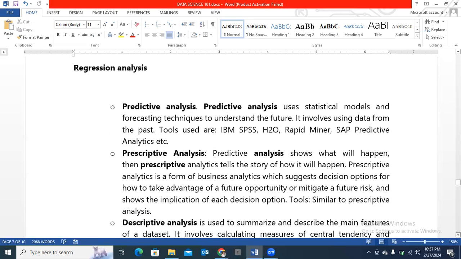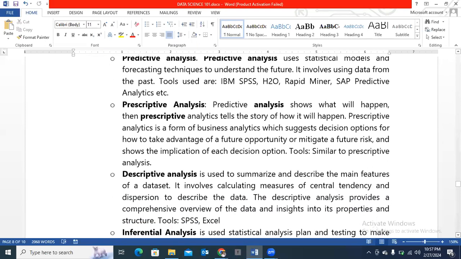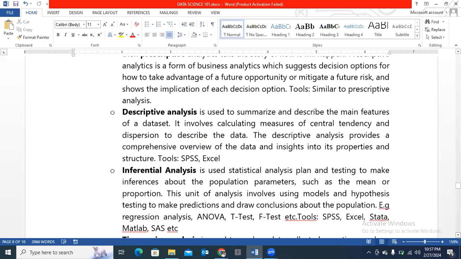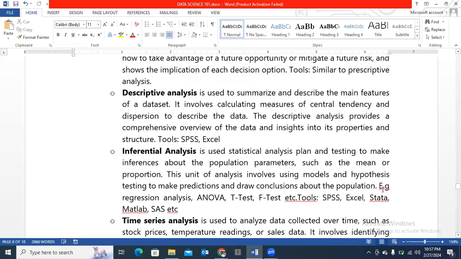Prescriptive analysis actually wants to know what will happen. As predictive analysis shows us what will happen, prescriptive analysis tells us the story of how it will happen. So if you want to do a prescriptive analysis, similar software that helps in doing predictive analysis does prescriptive analysis too. If it's descriptive analysis, SPSS and Excel do that, like calculating measures of central tendencies, dispersions to describe data. Then SPSS helps with that.